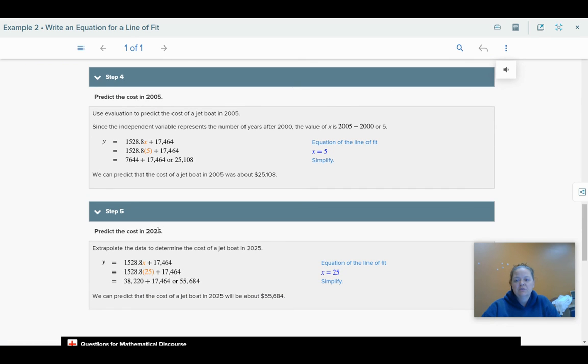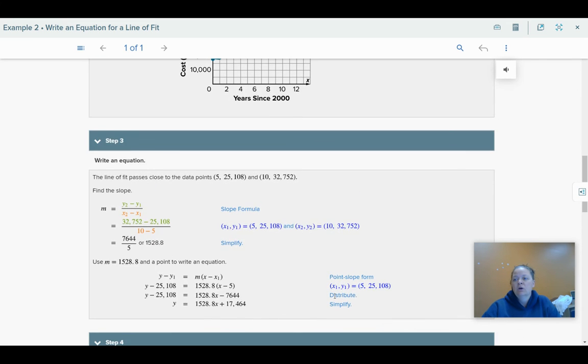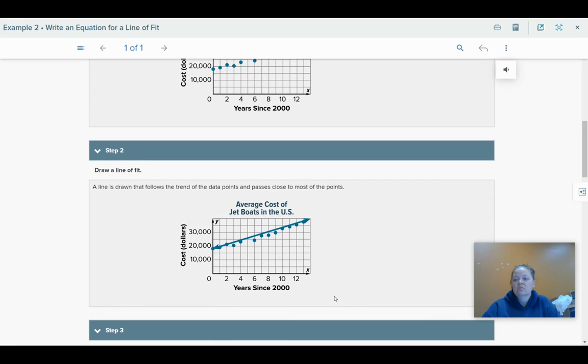We do the same thing for 2025. This time we're going to use 25 for x because it's 25 years since 2000. And we get about $55,684. So again, let's go up and look over here. 25 is going to be way over here. So we're going to be looking at something up in here, which follows the trend. So both our 5-year and our 25-year fit with our trend of the cost. So we've done our line of fit correctly.